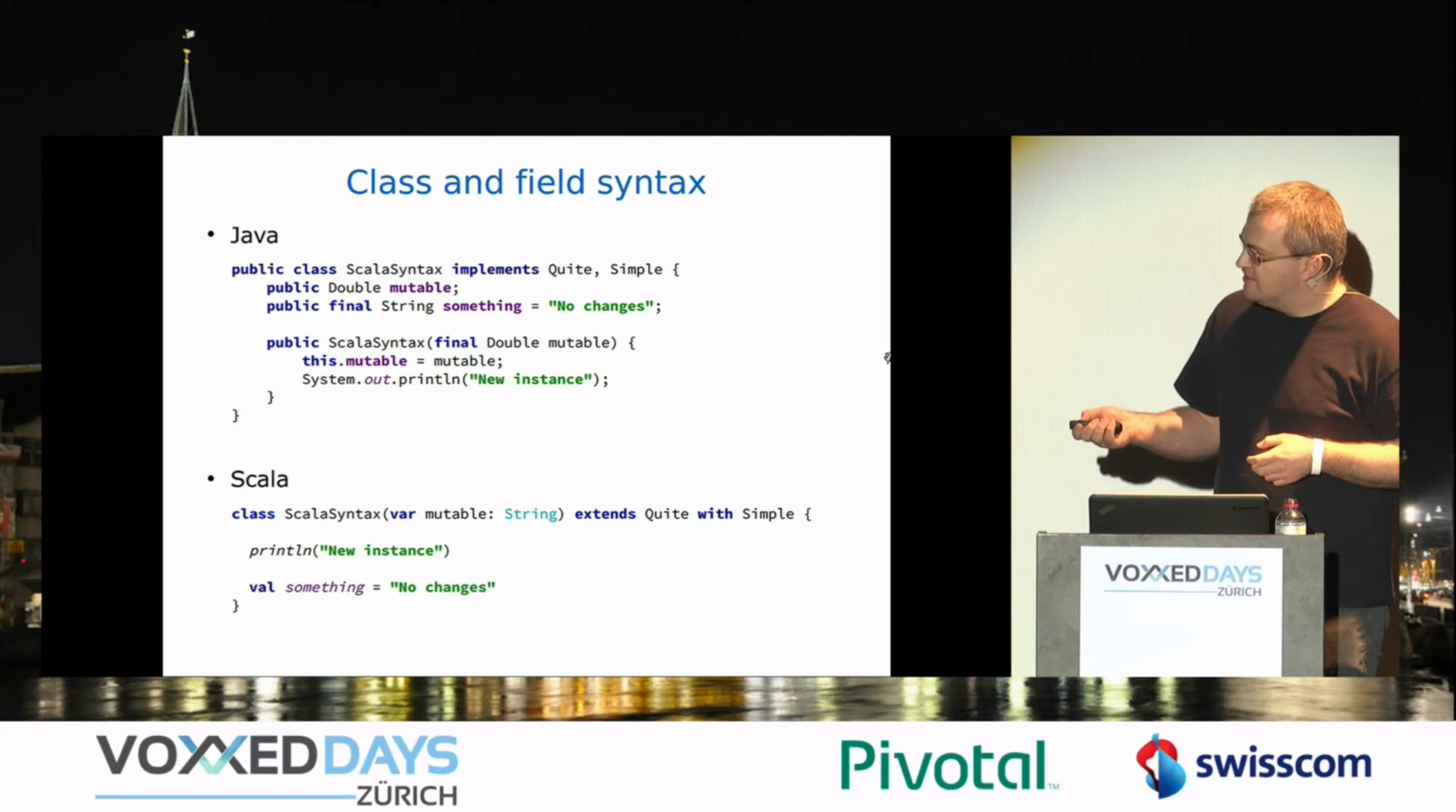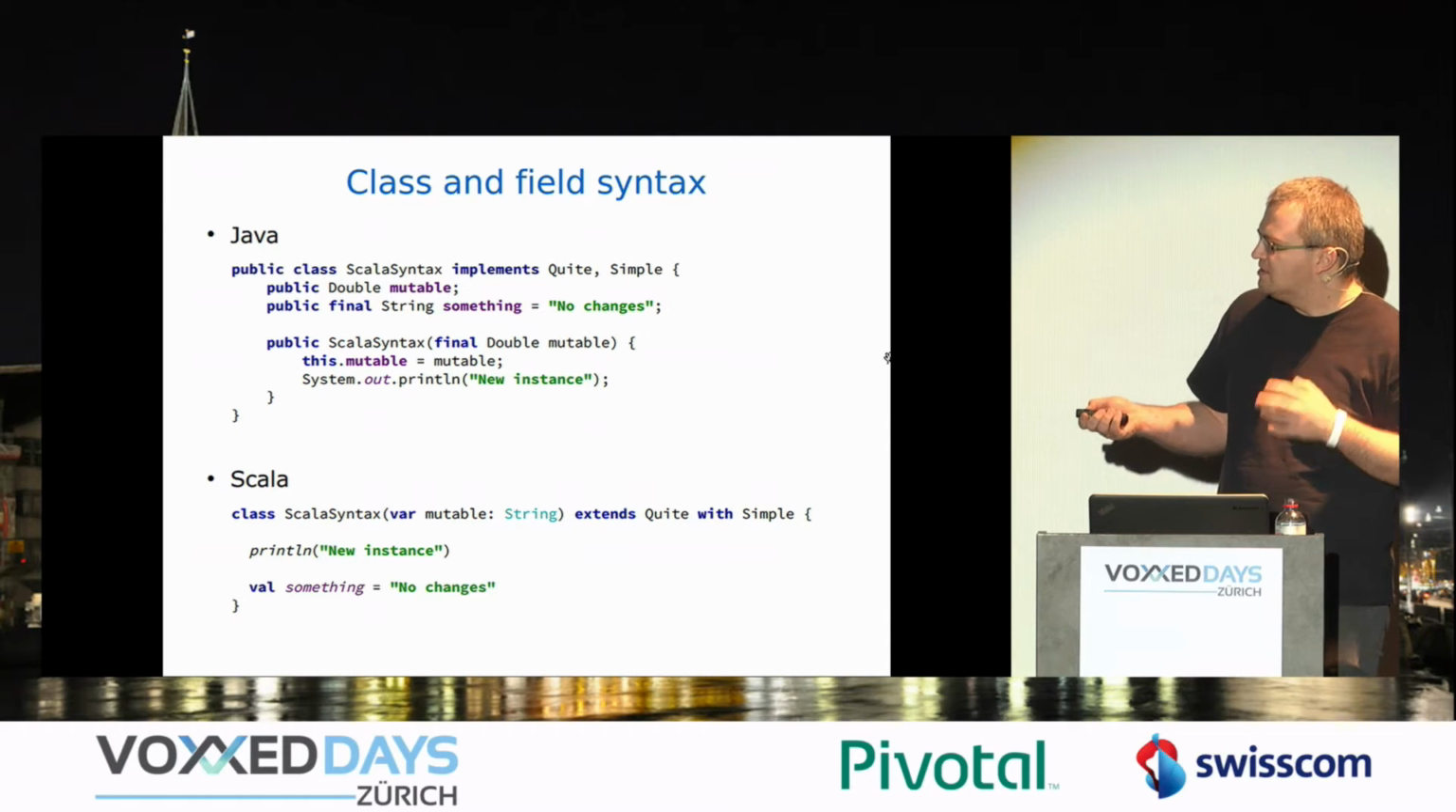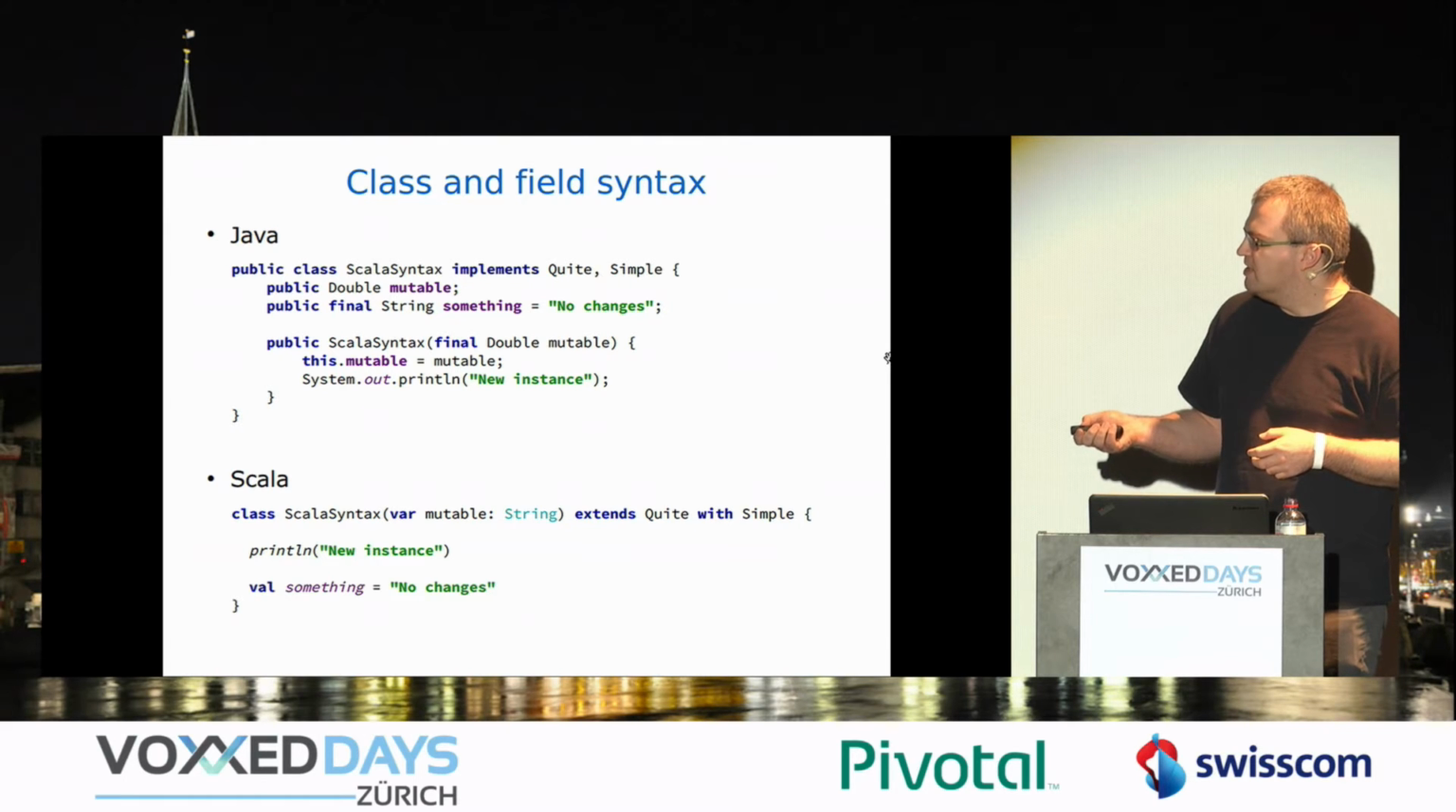So then the virtual generated constructor would consist of filling in the mutable variable and running this println statement, which, as you can see, looks much like the static statement in Java. You can just put it into the class, and this will get executed when the new instance is created. So it's a little simpler, but more or less the same.